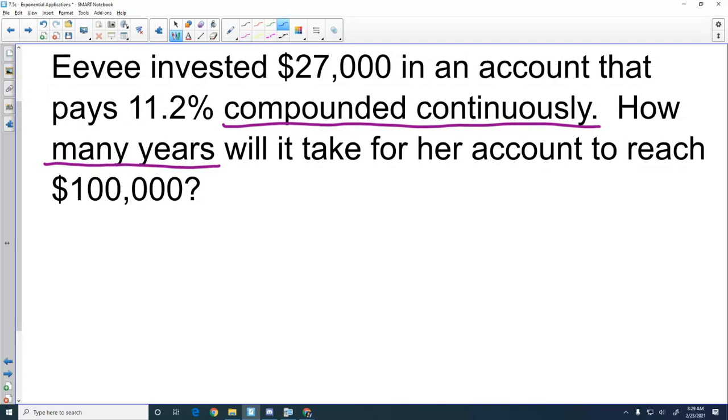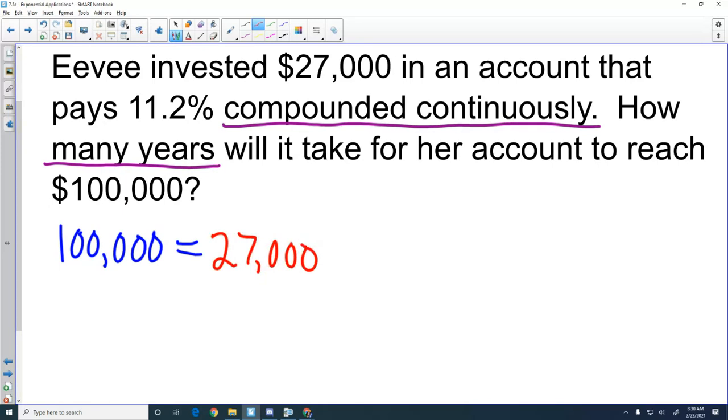So the final amount, 100,000. The starting amount is 27,000. Man, that Evie is rich. E is just e. It is a number. You just put that number e right there, to the r times t. r is the rate, 11.2%. As a decimal, that's 0.112, times time. And we don't know what time is. We don't know how long it will take. We don't know how many years that will be.